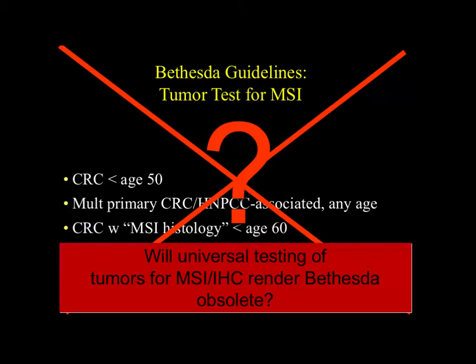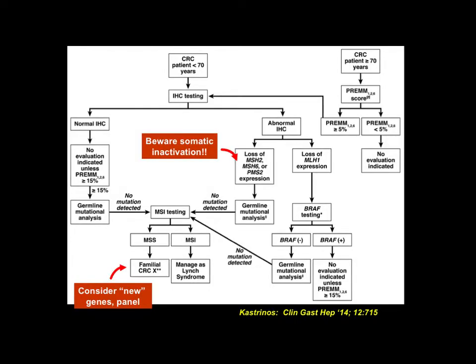They were helpful at one point, but I think we've transcended most of this in this era of universal testing. We have great algorithms. Kudos to Faye Castrinos, who synthesized nicely one current protocol. Start with young people, do tumor testing. For those that may not be appropriate for tumor testing, use the a priori risk model such as PREM.